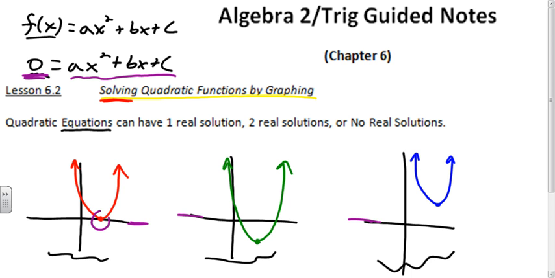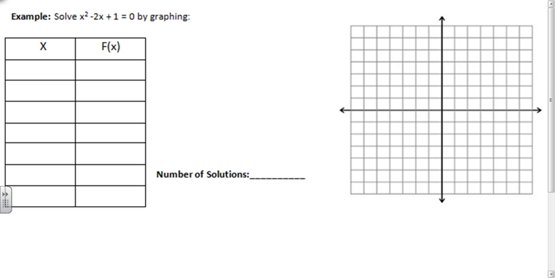So in this case here, we can see that it intersects only one place, right at the vertex. So that's why we say quadratic functions can have one real solution if the vertex is on the x-axis there, two real solutions if it crosses the x-axis twice, or no real solutions where, as you can see here, the parabola never touches the x-axis. So let's look at some examples of when these would actually occur.